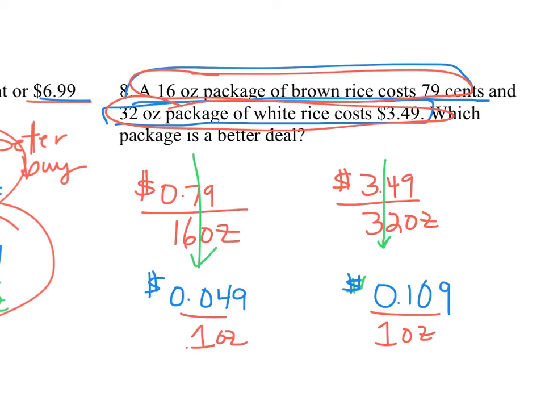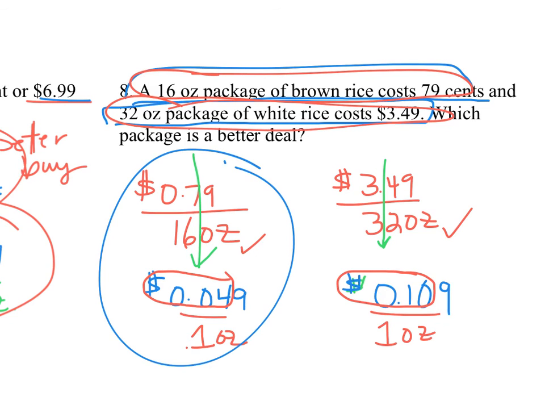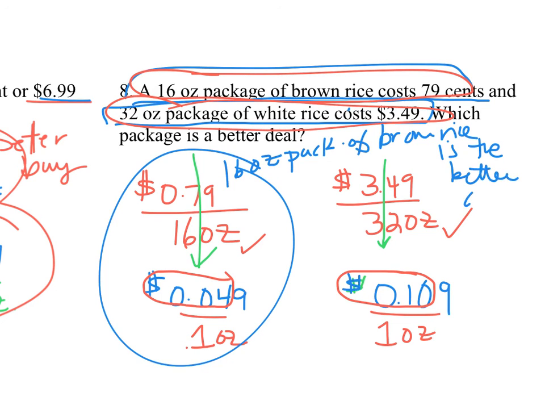Which one's the better deal? Well, you have to look at it like it looks like money. So this is about 4 cents, 2 places after the decimal, and this is about 10 cents for 1 ounce. So which one is the better deal, the 16-ounce package of brown rice or the 32-ounce package of white rice? Well, right here, the 16-ounce package of brown rice is the better deal. So make sure you put that in words when you're dealing with word problems.